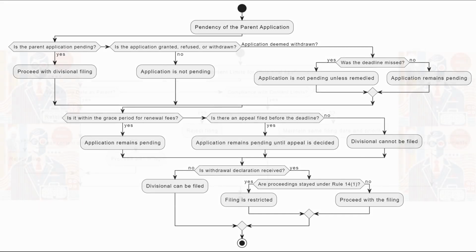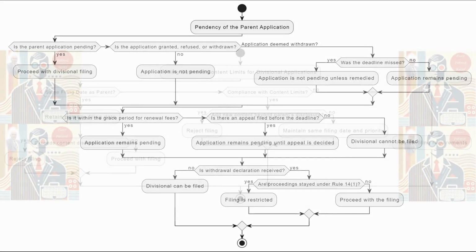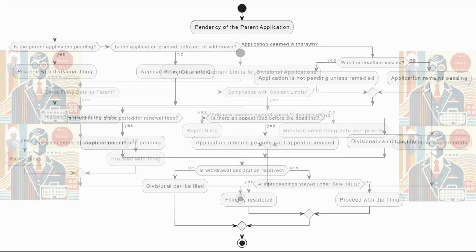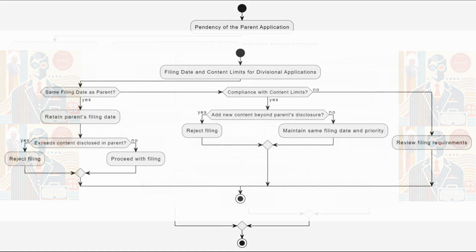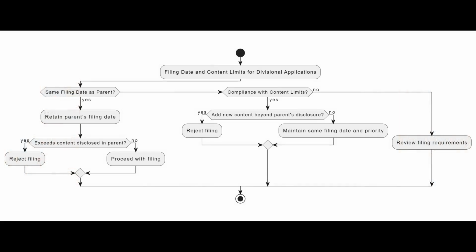However, if you haven't paid the renewal fee on time, the application is considered pending until the end of the 6-month grace period. You can still file a divisional during this period, even if the fees are never paid. Let's take a breath here. Is your parent application in a similar situation?